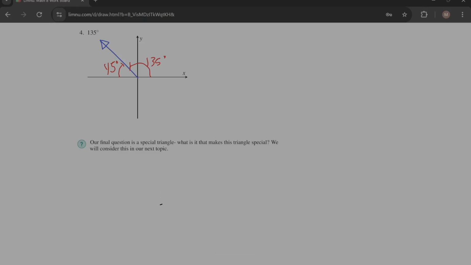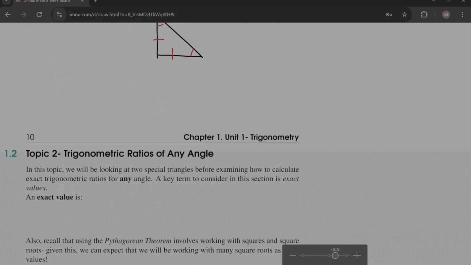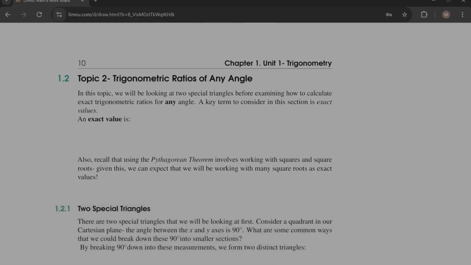So it forms a triangle like this, where if this angle is 45 degrees, these two sides are the same. And yeah, the other angle is also 45 degrees. So it's an isosceles triangle. Okay, so that's kind of neat. It has special qualities that we're going to look at. And that brings us to our next topic.